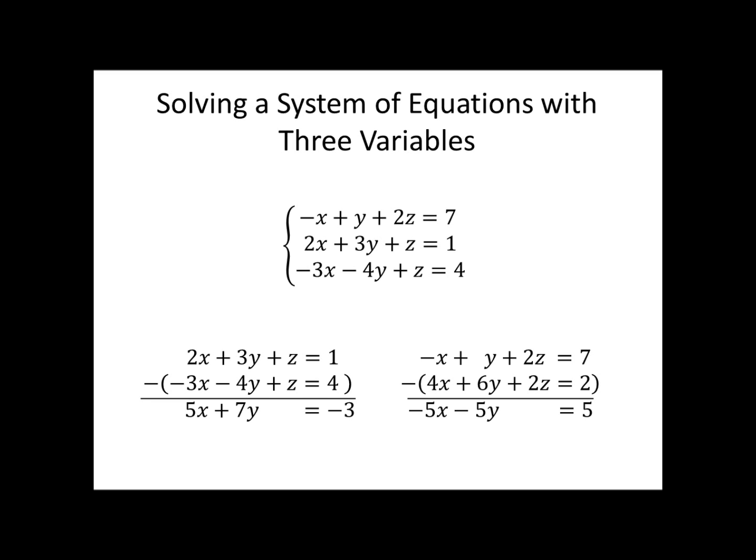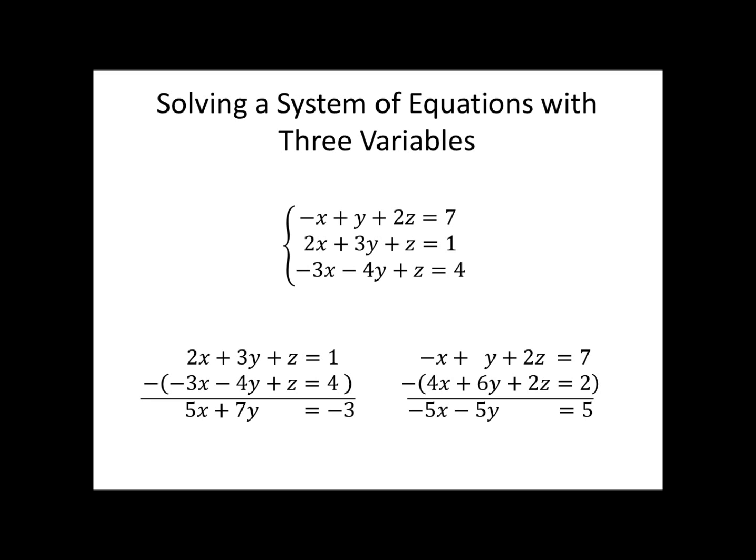So I'll start by getting rid of the z using the second and third equations. The way I do that is by subtraction. So I take 2x plus 3y plus z equals 1 and subtract negative 3x minus 4y plus z equals 4. What I end up with is 5x plus 7y equals negative 3. So I've eliminated the z once.